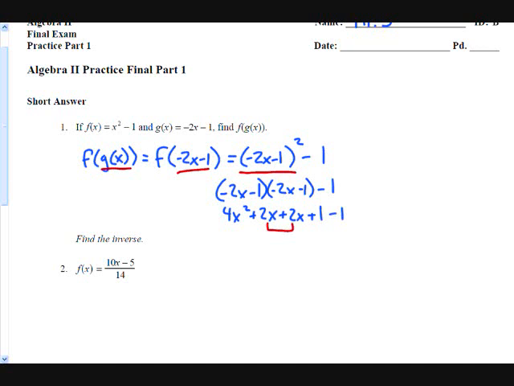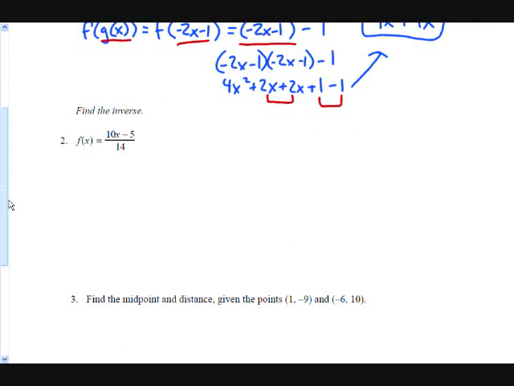I combine the like terms. So that's going to leave me with 4x squared plus 4x, and then the 1 and the negative 1 cancel out, so just 4x squared plus 4x. Okay, and that's it. Taking a look at the next example, I want to find the inverse.